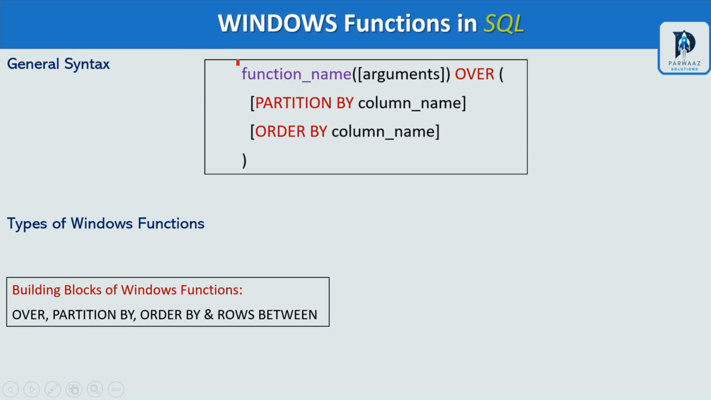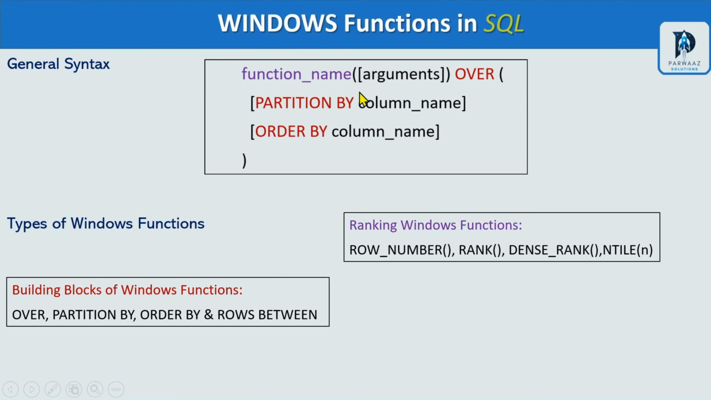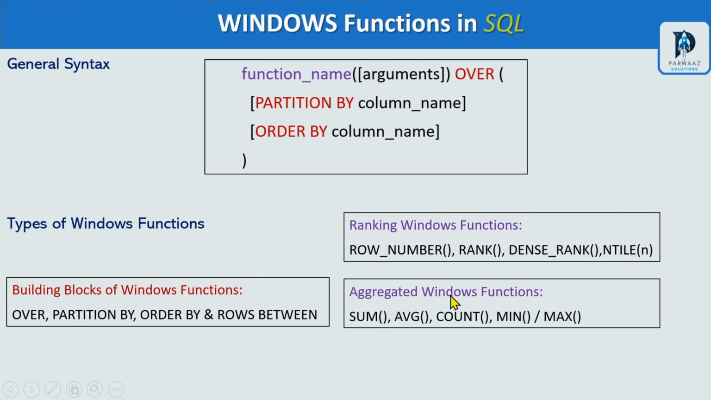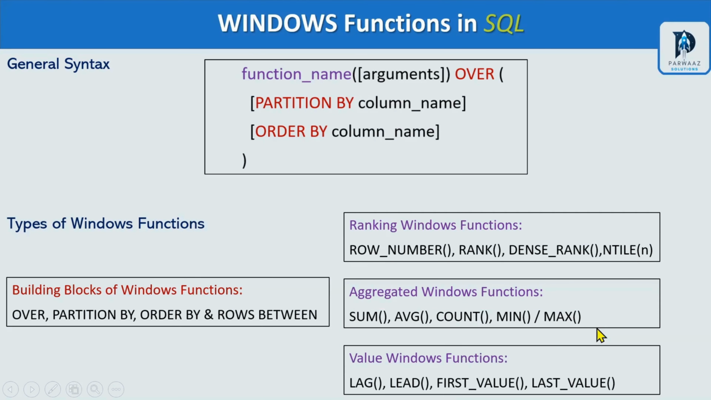What kind of function you use at the place of the function name, there are different types. The first type is ranking. If you want to rank, you can go for ROW_NUMBER, RANK, DENSE_RANK, NTILE, etc. And if you want aggregated values, then you have SUM, AVG, COUNT, MIN, and MAX. And we have another set of functions that can be used in place of the function name, that is value window functions. These are used for very advanced analytics in SQL. These are LAG, LEAD, FIRST_VALUE, and LAST_VALUE. So these are the types of window functions that we are going to cover in this section.